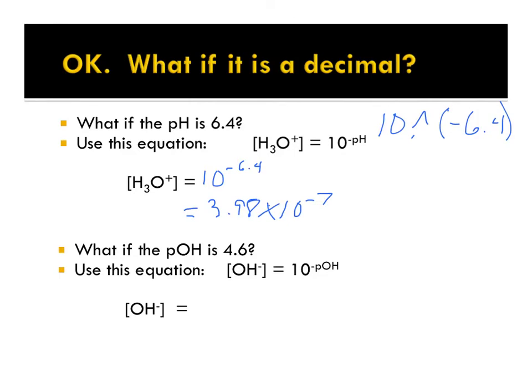The same thing can be used for the hydroxide, the OH minus concentration. So again, we use 10 to the negative 4.6. Our concentration comes out to be 2.5 times 10 to the negative 5th. I type that into my calculator, 10 caret, parentheses, negative 4.6, close parentheses, and then just hit equal, and it came out to being the correct answer.